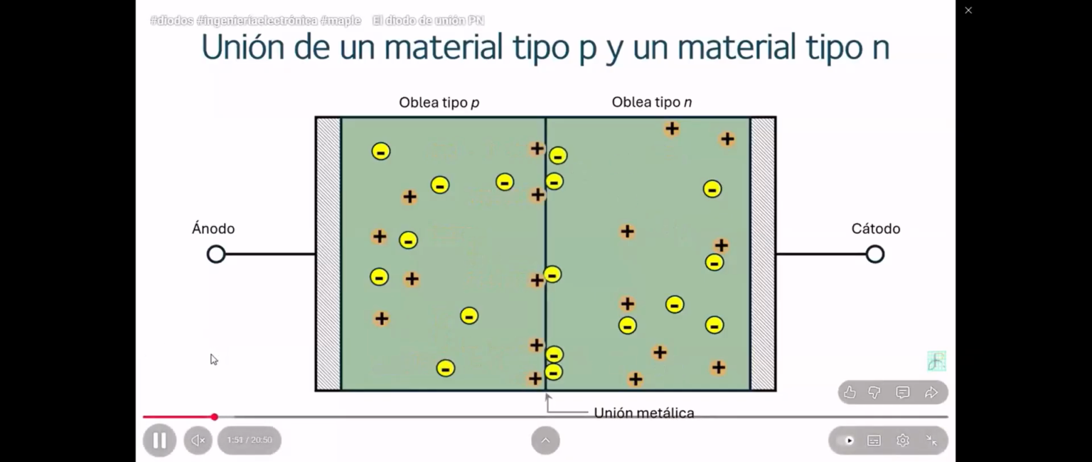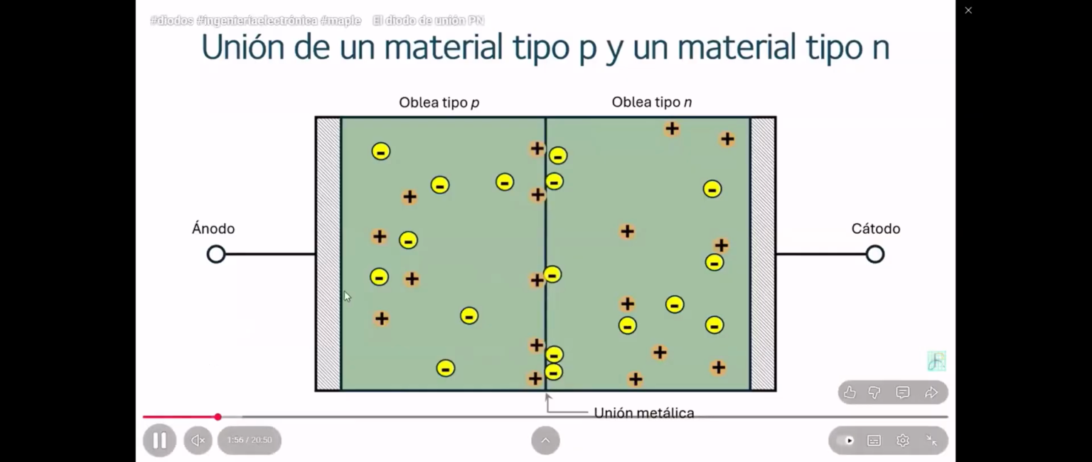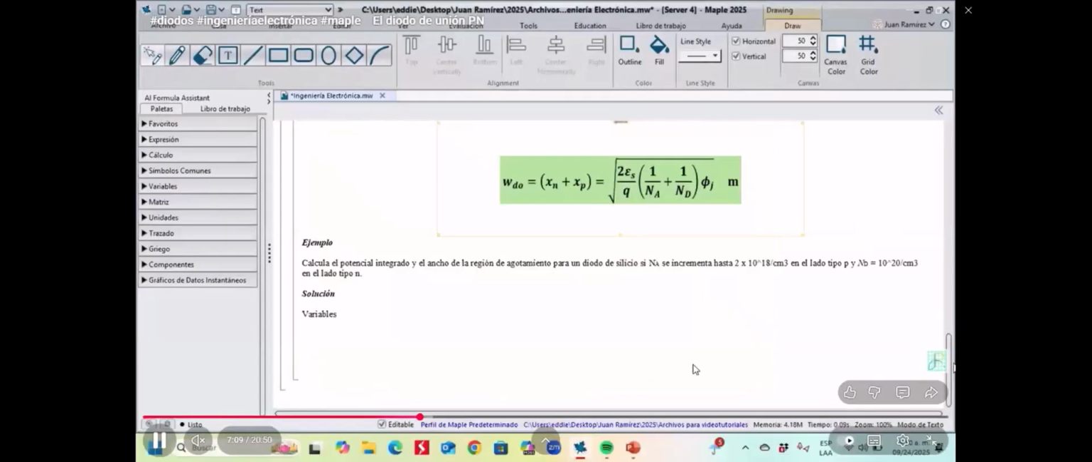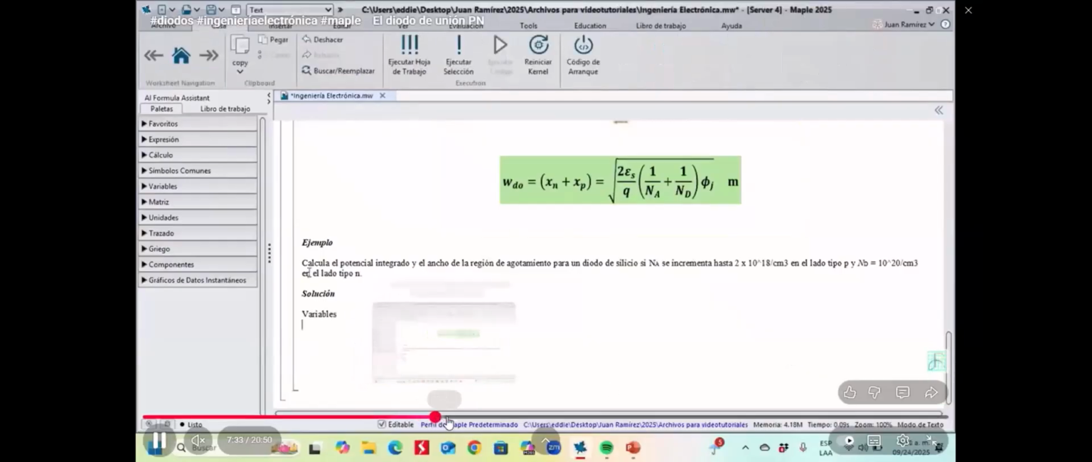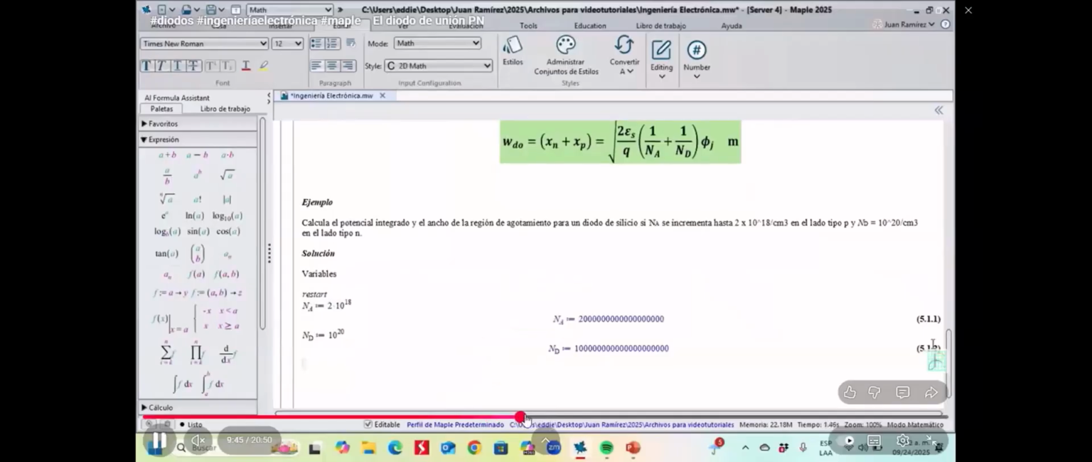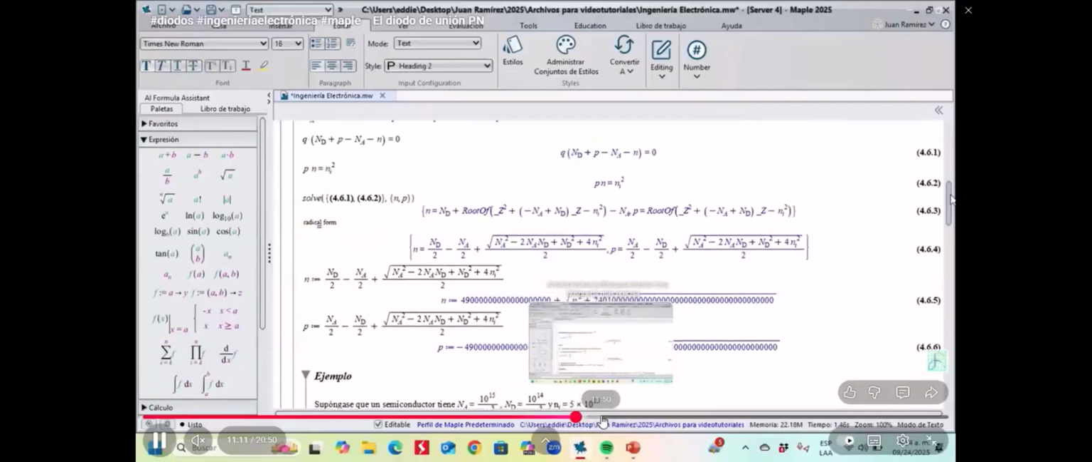And I'm looking for the best explanation of the drift current. And later I will use, in this case, Maple for a problem explanation. I write the variables and I explain the problem and solve it.